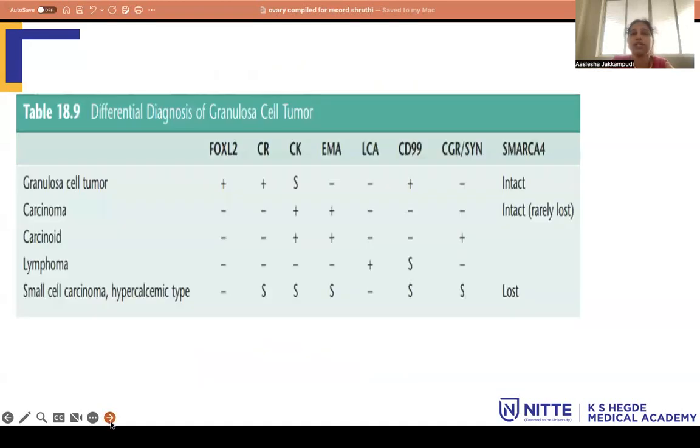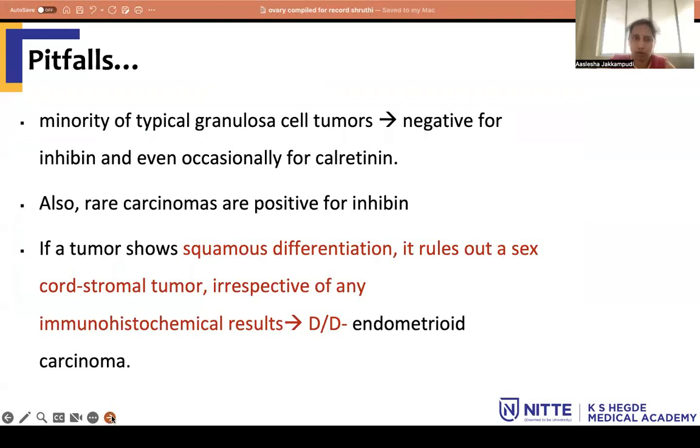So most important differential diagnosis for granulosa cell tumors are all other set of tumors like carcinoma, neuroendocrine tumor, lymphoma, small cell carcinoma, all are DD for granulosa cell tumor because of overlapping morphological features. So for those cases, you can take marker for epithelial malignancy like CK-EMA. EMA will be negative in granulosa cell tumor. LCA will be positive in lymphoma. CD99 is positive in granulosa cell tumor, and small cell carcinoma or carcinoma tumor will show synaptophysin or chromogranin positivity.